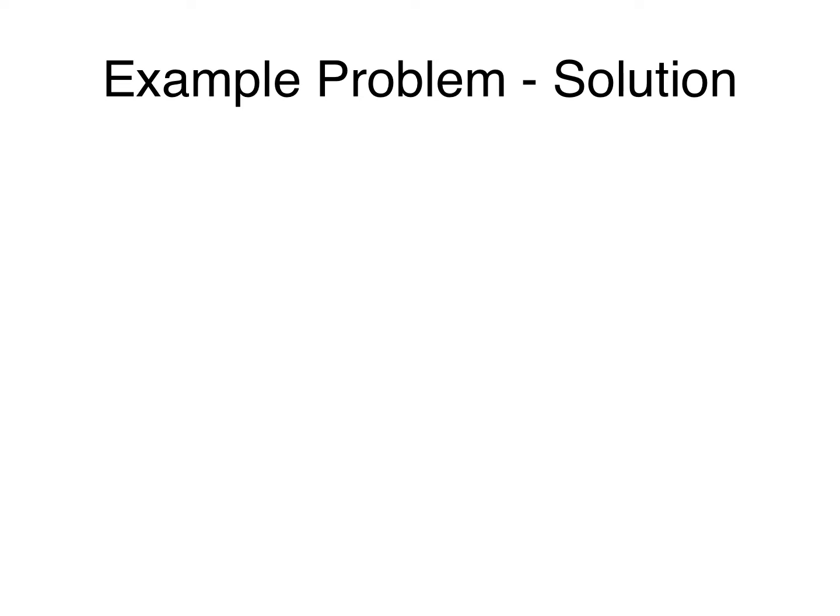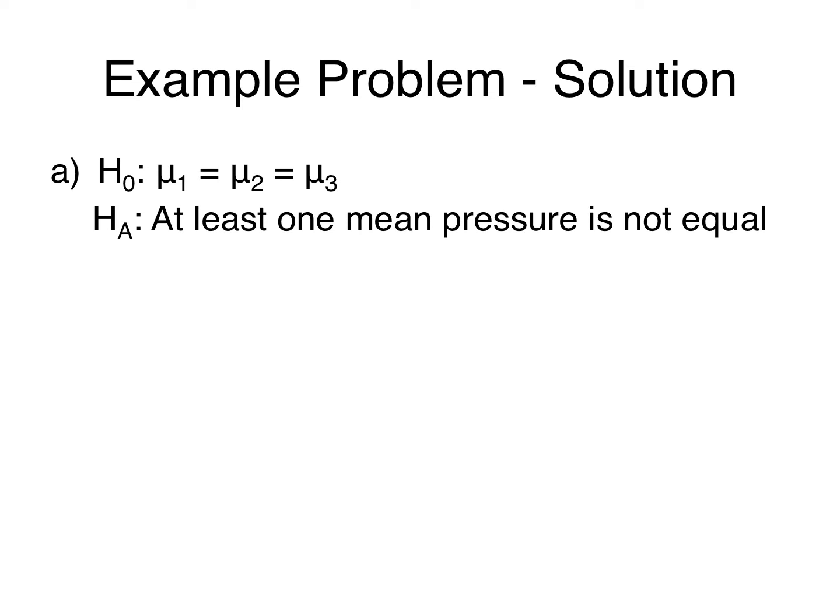So first of all, what are the null and alternative hypotheses? The null hypothesis is that the mean pressure applied to the driver's head during a crash test is equal for each type of car. The alternative hypothesis is that at least one mean pressure is not equal.